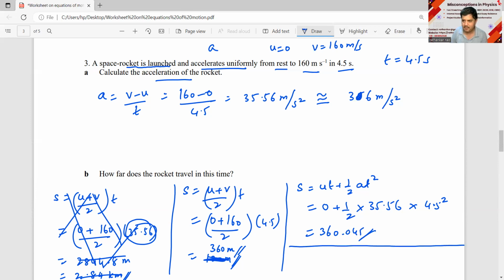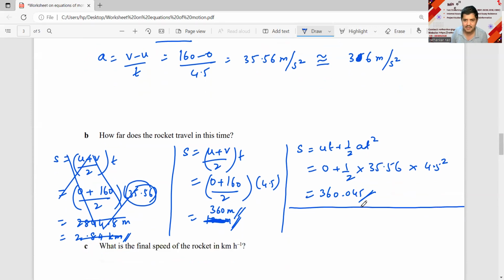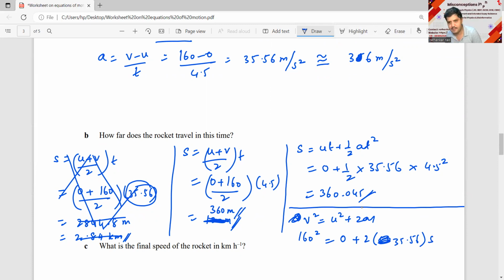Are there any other methods apart from it? Oh, we have one more method. See how many methods we have here. And mechanics is very easy. Now, which method? We'll use v square is equal to u square plus 2as. We'll use this method also. So v, what is v? Final velocity. Do I have final velocity? 160. We have this 160 square, which should be equal to u square, 0, plus 2 into a. What is a? 35.56. 35.56 multiplied by S. I want the value of S. So now let me find out using this method also. Do I get the same answer?